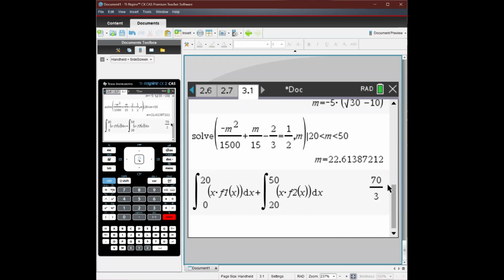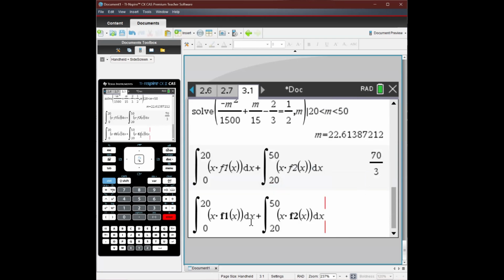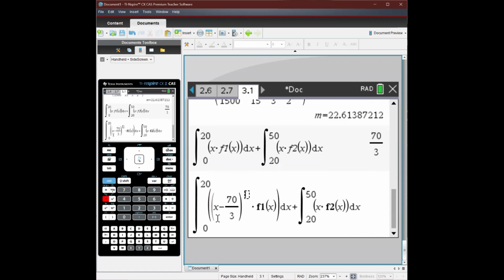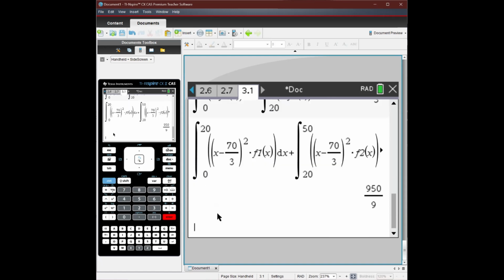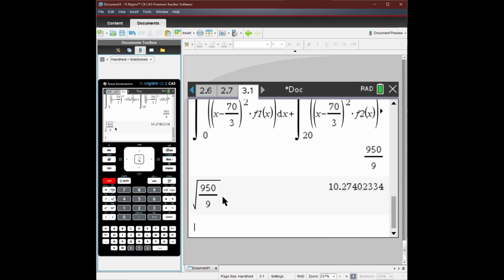And then I would chuck that into the formula. Bring this down, put a bracket here, minus 70 over 3 squared. Put a bracket here, minus 70 over 3 here. So you get 950 over 9. Take the square root of that and round it to 1 decimal place. That's 10.3, okay? Root 950 over 9, and that's approximately 10.3 revolutions per second. Okay, so that's how I would attempt this question.